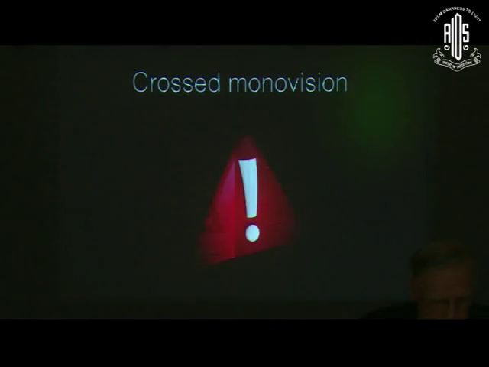And then there is another terminology that is called crossed monovision. Crossed monovision is actually something that you don't aim to do. This is monovision where the dominant eye has been corrected for near and the non-dominant eye has been corrected for distance. This can happen as a mistake, can happen intentionally too.